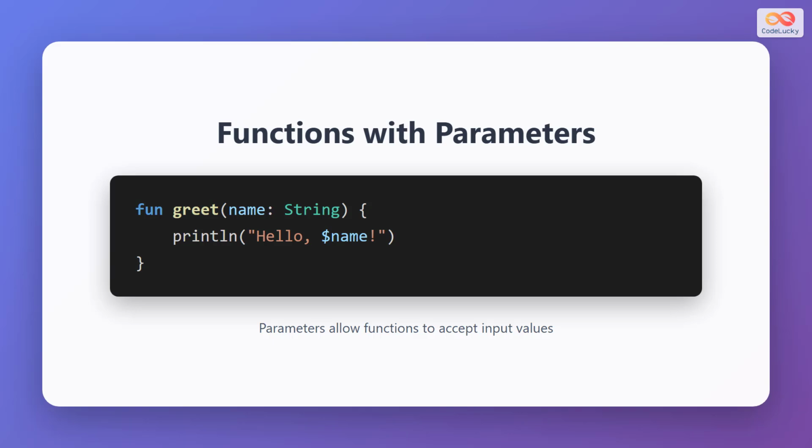Functions become much more powerful when they can accept input. Parameters allow you to pass data into a function. In this example, the greet function now accepts a parameter called name of type String. Notice how parameters are declared. First the parameter name, then a colon, followed by the type. Inside the function, we can use this parameter to create a personalized greeting. The $ sign before name is Kotlin's string interpolation syntax, which inserts the value of the variable into the string.